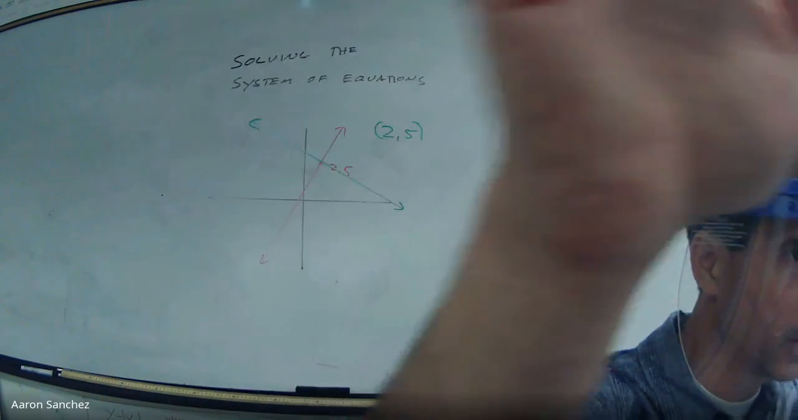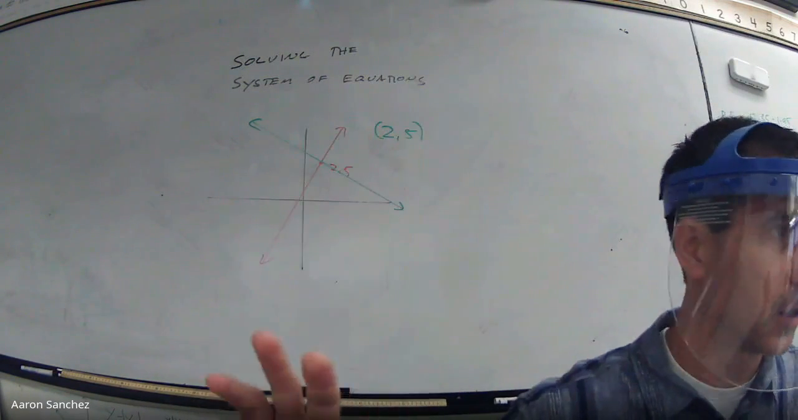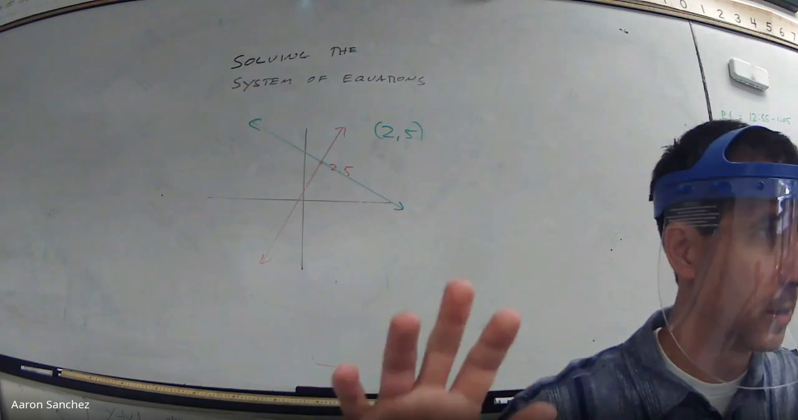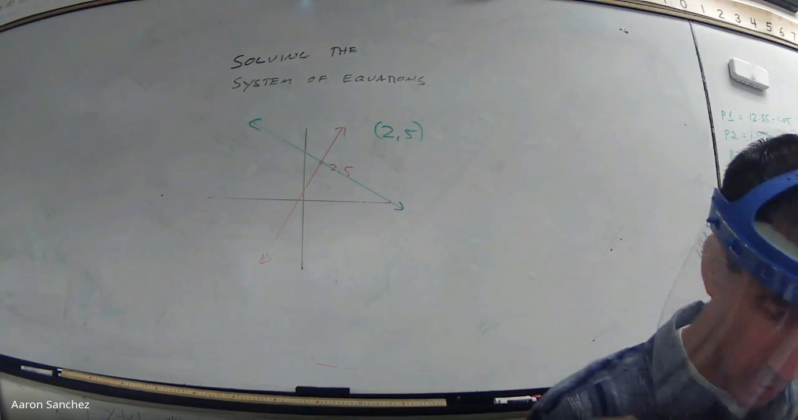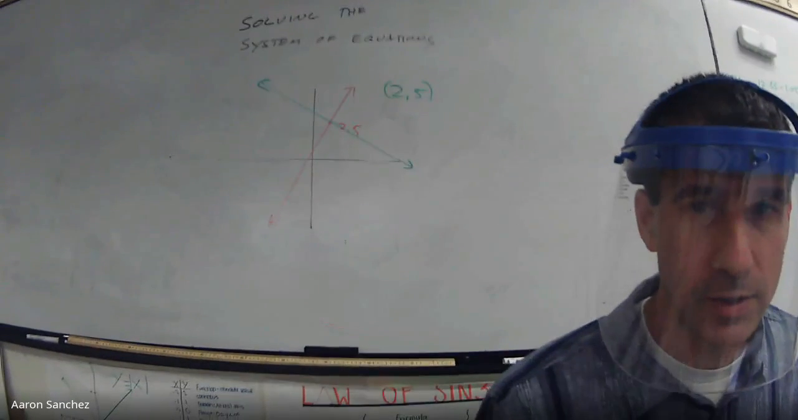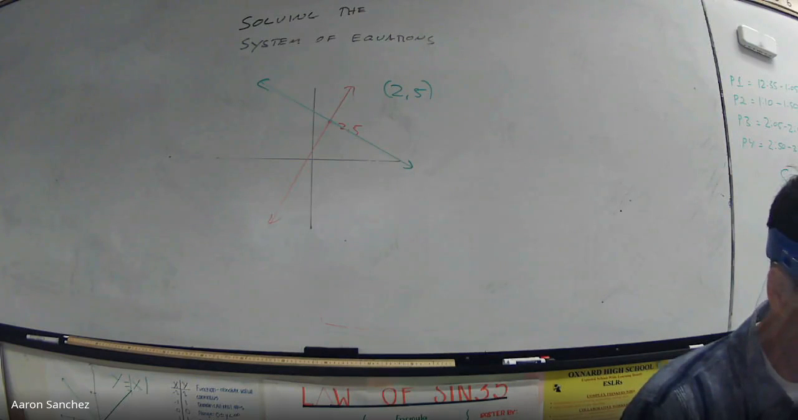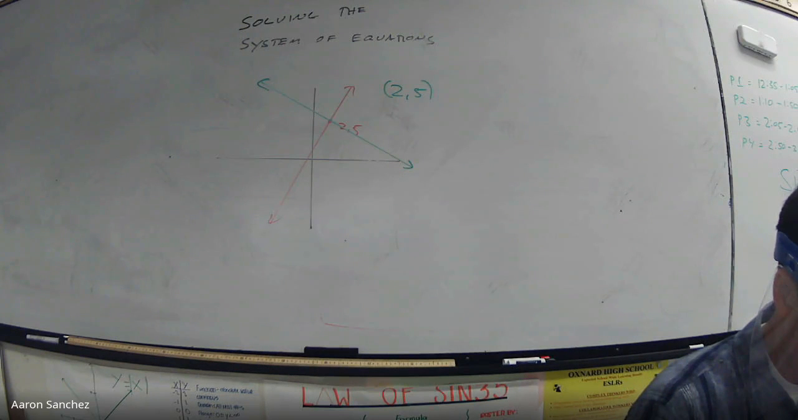All right. You guys okay over here? Olivia, you know what it means now? Okay. Naomi, you know what it means now? All right, cool. So let's look at number 13.